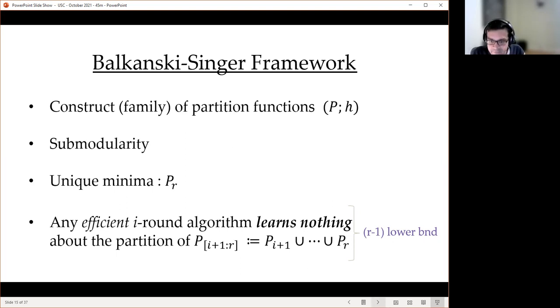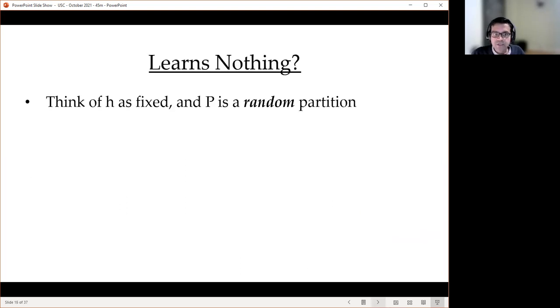Let me belabor this a bit. So the way to think about this whole lower bounding procedure is we're going to construct this H in a way, and the last third of this talk will be based on how to figure out this H. But think of P as a random partition, random equipartition, if you want. When you fix H and you fix P, you get a fixed function. But otherwise, since P is a random partition, you get a distribution on submodular functions.